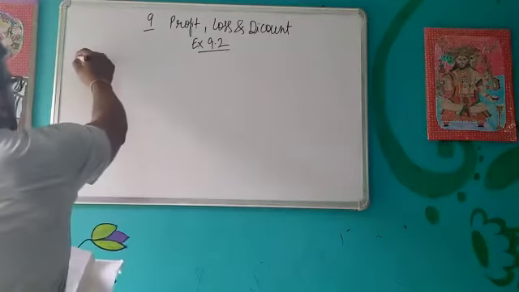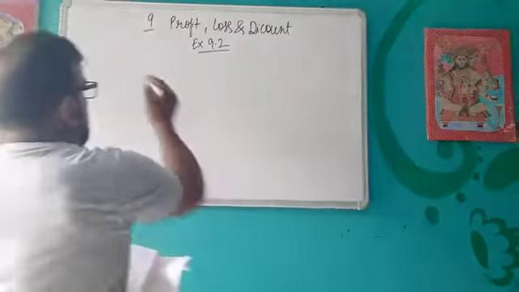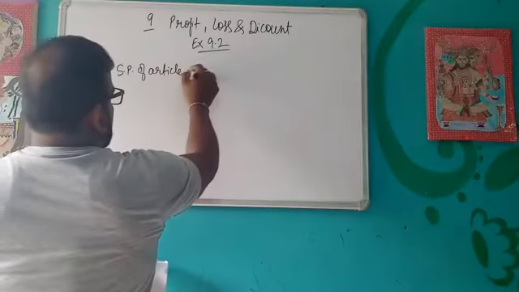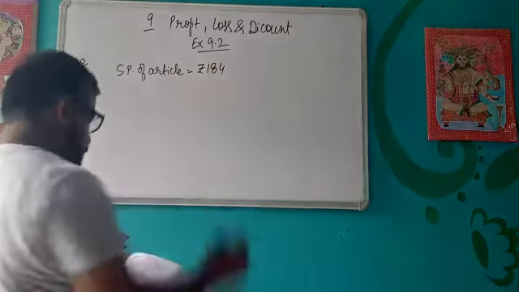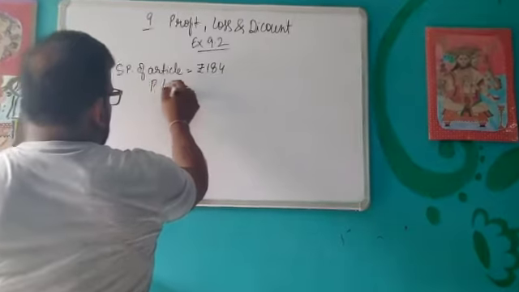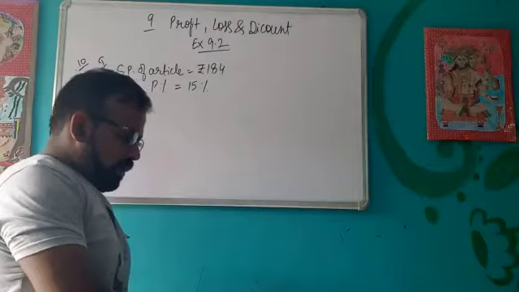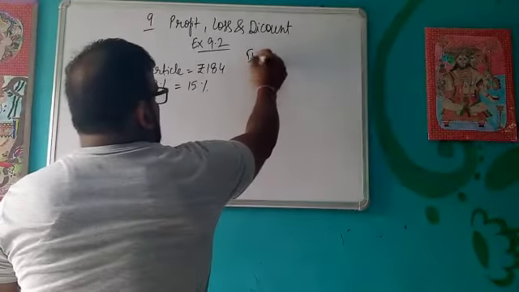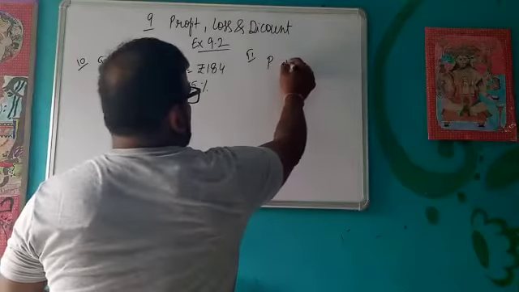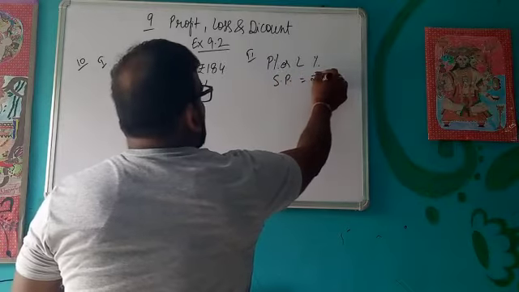In this question, it is given that an article is sold for rupees 184. That means the selling price of the article is rupees 184. And a profit percent is given, 15%. So this is the first part of this question. Now in the second part we have to calculate the percentage of profit or loss, whatever it will be, if it has been sold for rupees 168.